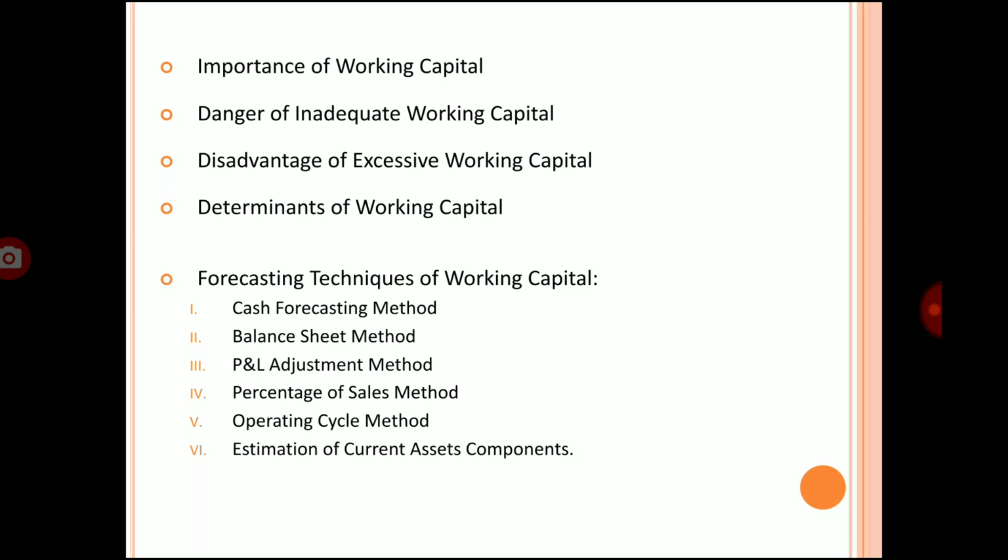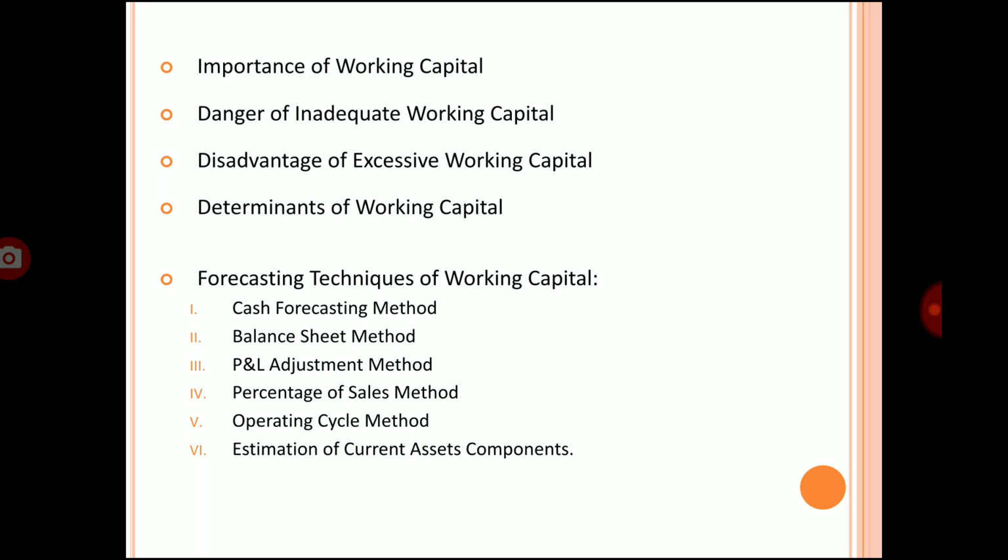Then there is a third method, called the P&L adjustment method. Under this method, the forecasted profits and losses are to be adjusted on each component basis. This is not a very popular method in the forecasting techniques of working capital.